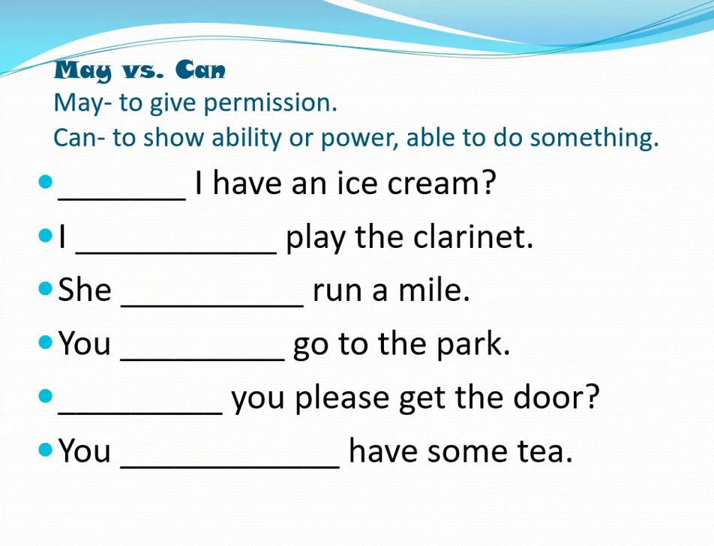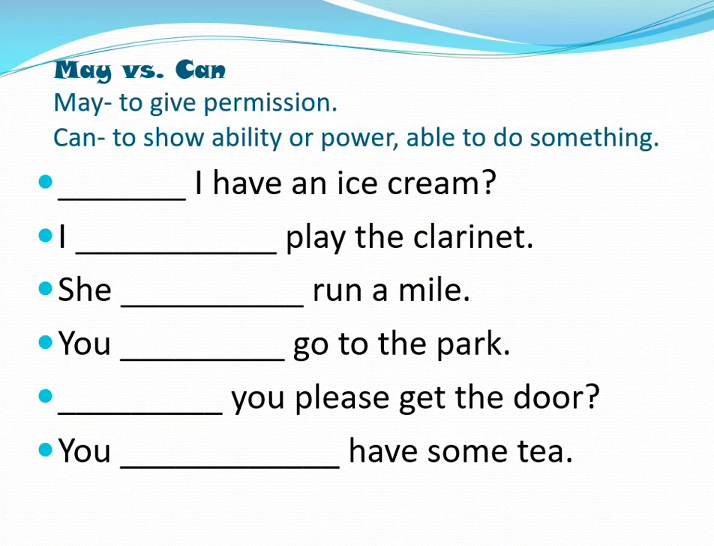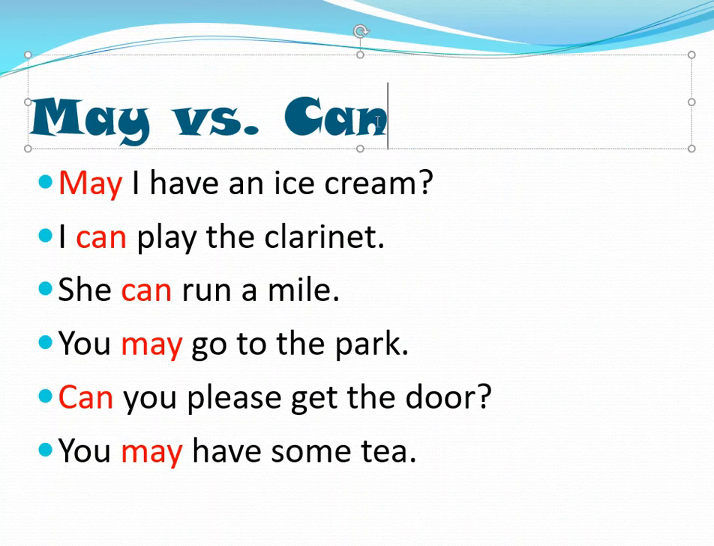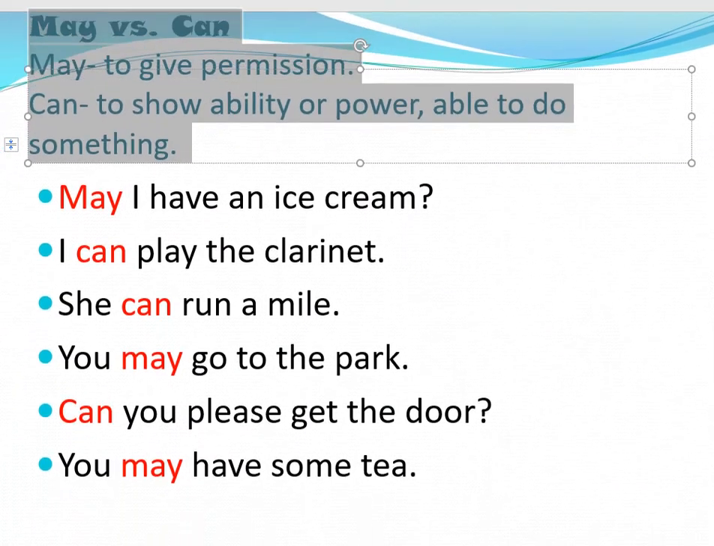Are they asking permission to get the door, or are they asking you if you're able to get up and go get the door? And then, you blank have some tea. You may have some tea or you can have some tea. Are they giving you permission to have some tea, or are they asking you about your ability or power to get the tea? So think about those. You can pause the video. Otherwise, here come the answers, and I'm just going to put the definitions here so you can see those.